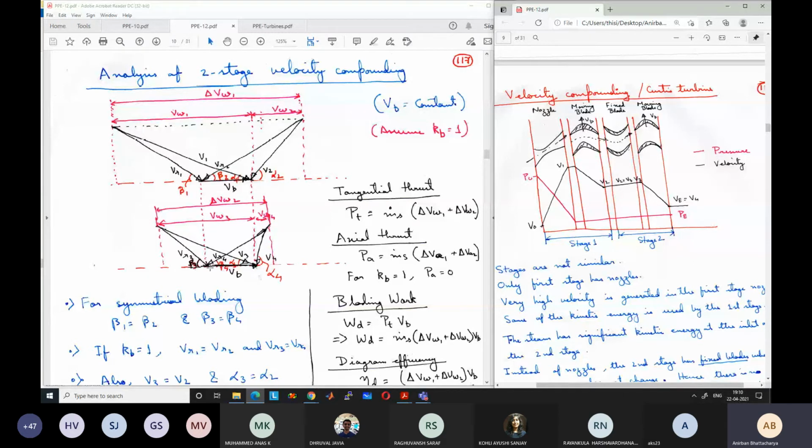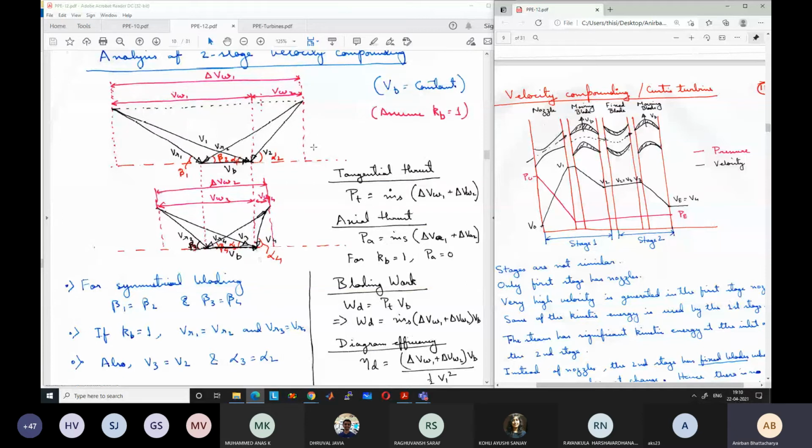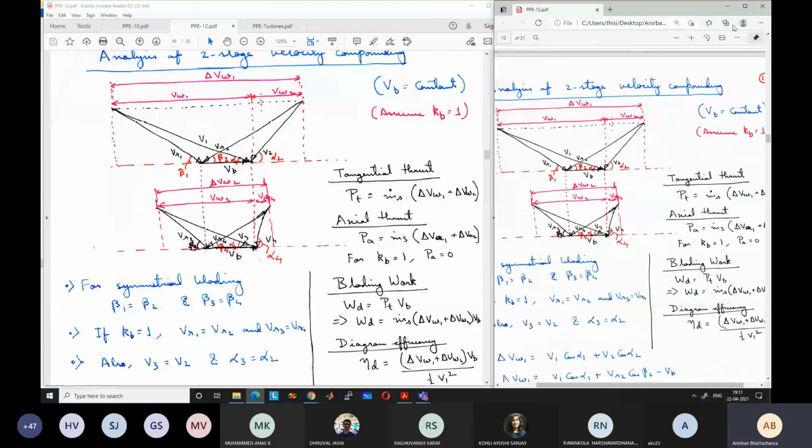Now some more connections are there between the two velocity diagrams. One we have seen here that V2 is equal to V3. So the exit velocity V2 from this stage is equal to the inlet velocity V3 here. Okay. So this line is equal to this line. I hope you can see this. So this line, okay, is equal to this line.